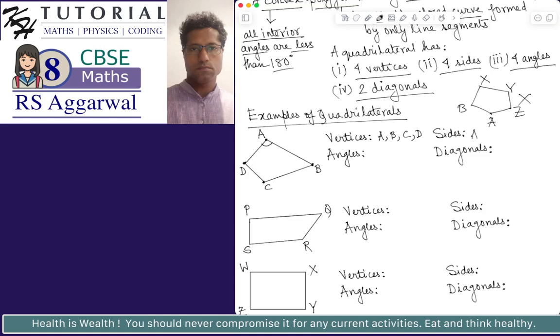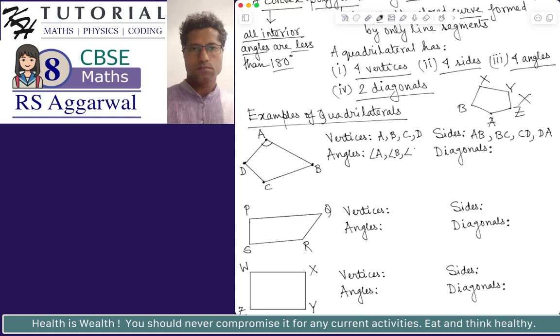AB, BC, CD, and DA. These are the 4 sides of the quadrilateral. What are the angles? The angles are basically named after the vertices. You have 4 interior angles in a quadrilateral, and each interior angle is created by two adjacent sides. So in this quadrilateral, the angles are angle A, angle B.